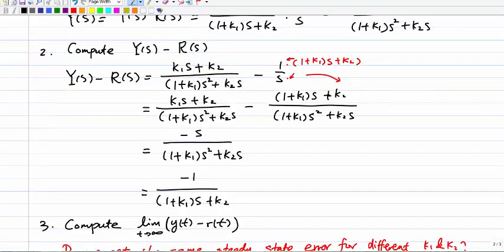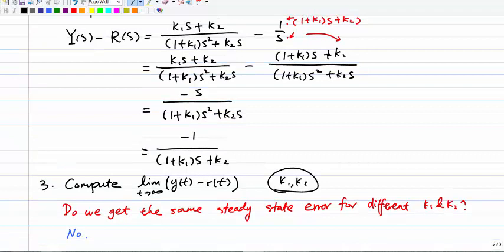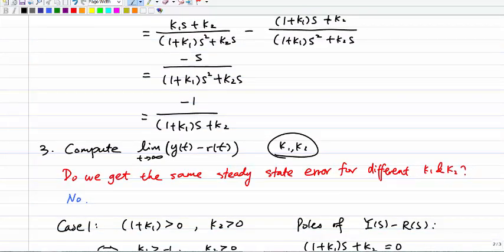Now I want to think about what the limit of y sub t minus r sub t is as t goes to infinity. Apparently k1 and k2 may affect the final value, because if you choose them differently, maybe you get a different value. So the first question is, do we get the same steady state error for different k1 and k2? As you can see, it may not be the case. For example, if I let k1 be -1, this will cancel out, so for different k2 you get a different steady state error. So definitely they should be different. The second question is, what are the steady state errors for different possible k1 and k2?